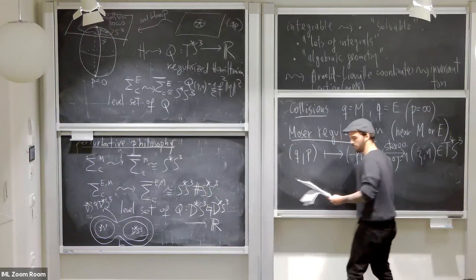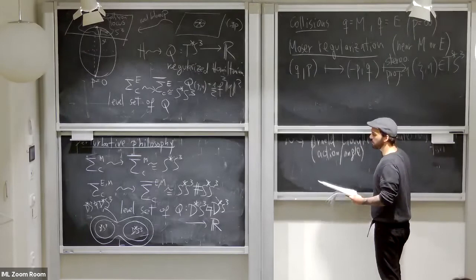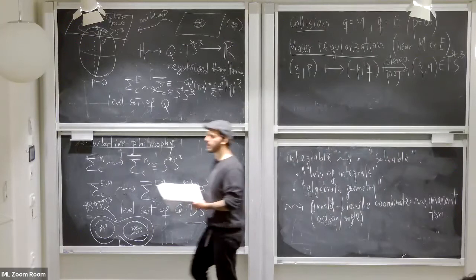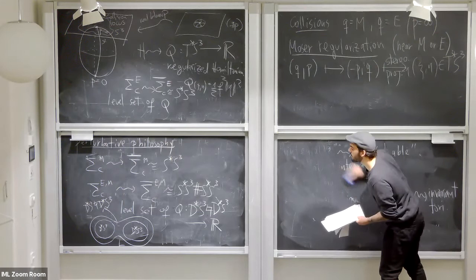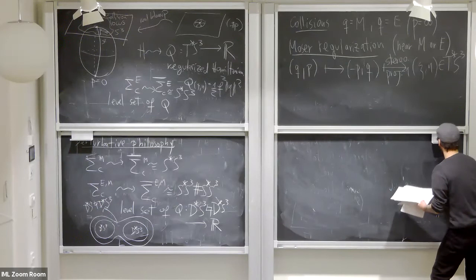And let me mention that the planar problem is also compactified along. Right? So the planar problem here sits as a codimension 2 invariant subset, and it also has a Moser compactification, Moser regularization, sitting inside this compactified level set as also a codimension 2 invariant subset. So the planar problem.